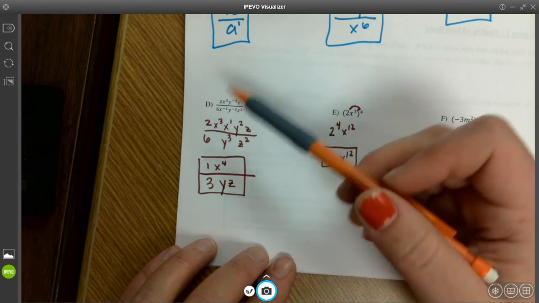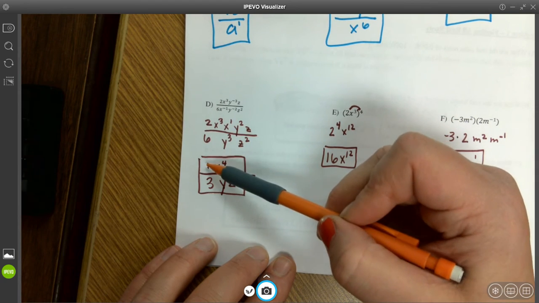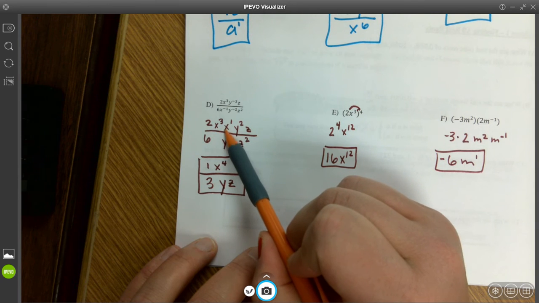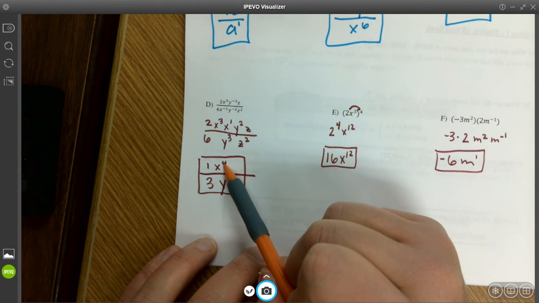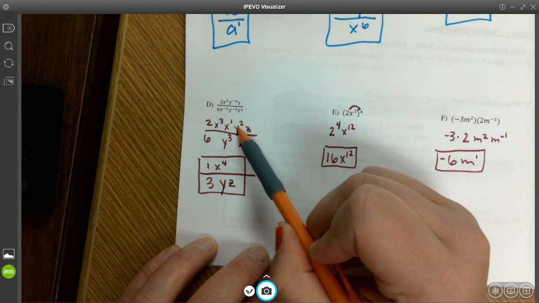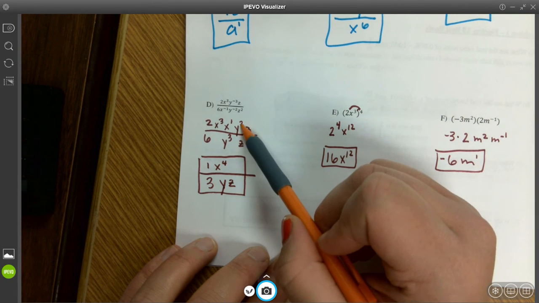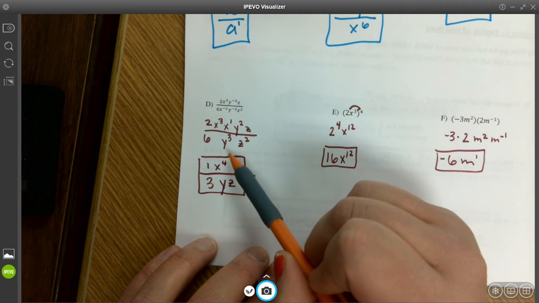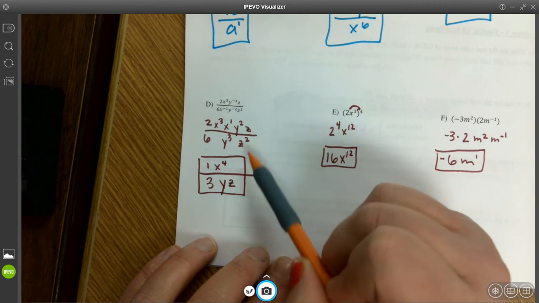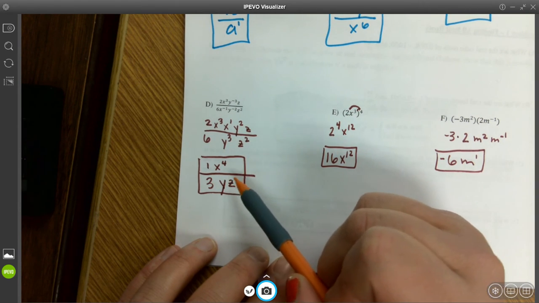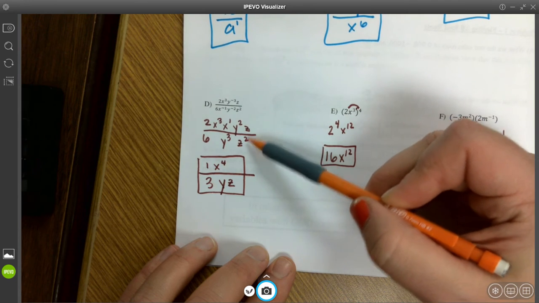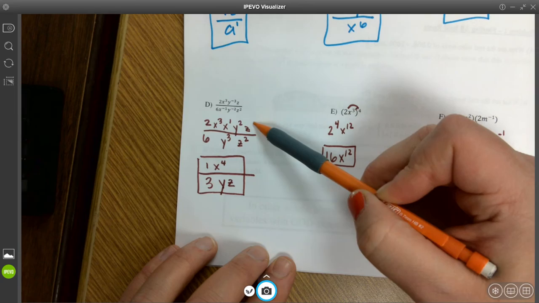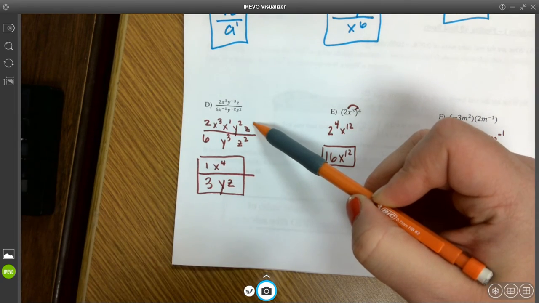The z stayed. My 2 over 6 simplifies to 1/3. Both x's were on top. They were being multiplied, so I add these two together. My y's were opposite each other, so I'm dividing. There's more y's on bottom, so I put the y on bottom. So 3 take away 2 would give me 1. You don't have to write the 1 there, but you can if you want. My z's, there's more z's on bottom. So I put my z on bottom. And z, this is 1 up here. So that would be 1.